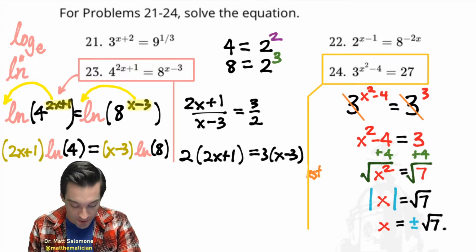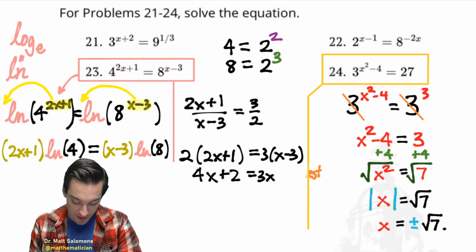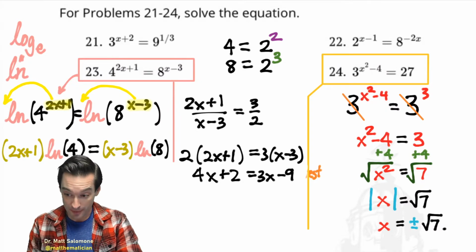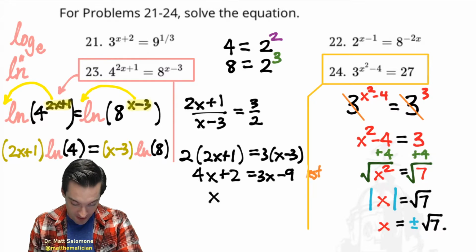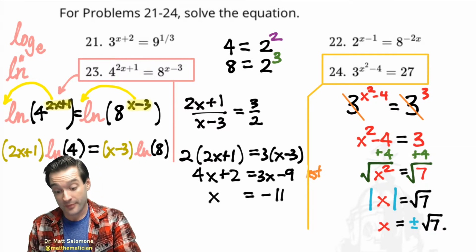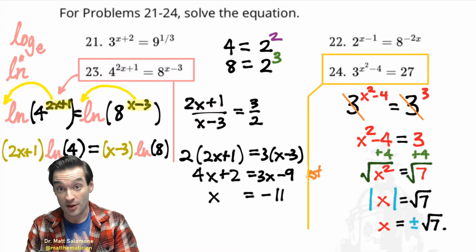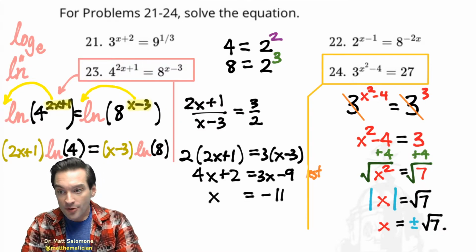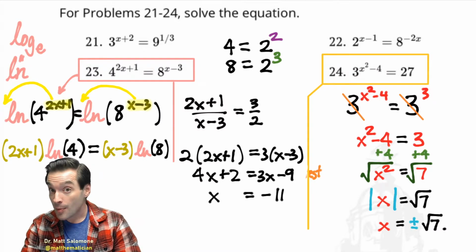And from here, this is just a straightforward linear equation of the type that we've solved a lot in our lifetimes, right? I'll subtract 3x from both sides. I'll subtract 2 from both sides. I get x equals negative 11. And that's that. Sort of dust off our hands and be done. So this is a way of solving this equation using logarithms and the properties of logarithms.